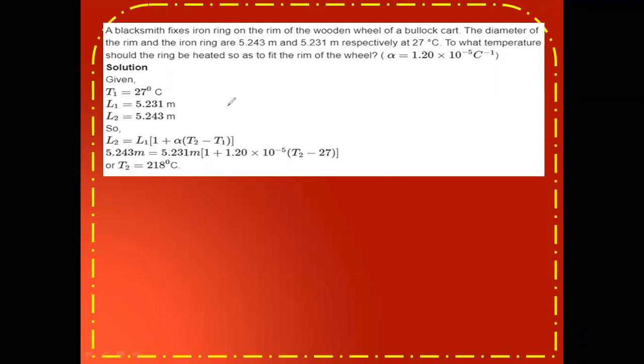Let's see the next one. A blacksmith fixes an iron ring on the rim of a wooden wheel.